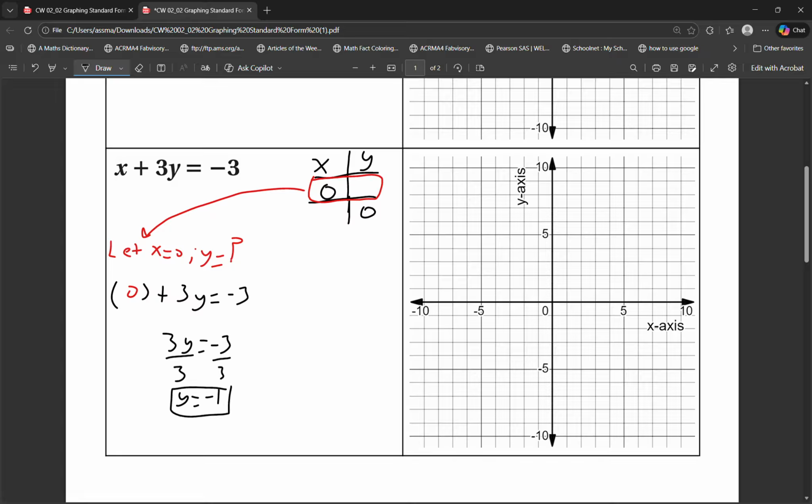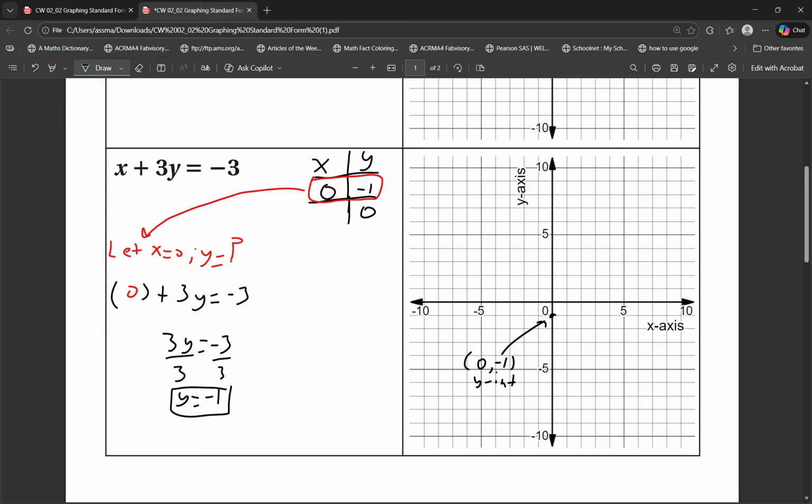So we have that y coordinate, so I go back to the box and I put negative 1. So I plot that on the y-axis, so I look for it, and the point is going to be right here. Okay, so this is my coordinate 0, negative 1, which is the y-intercept.